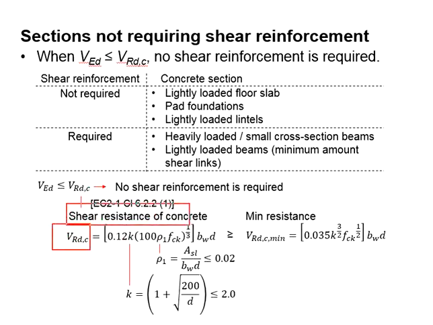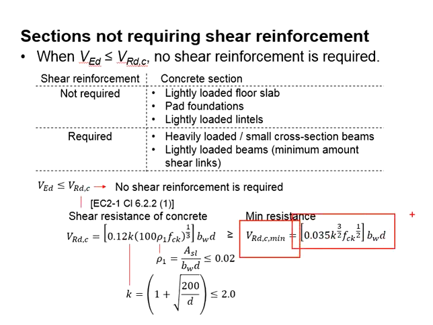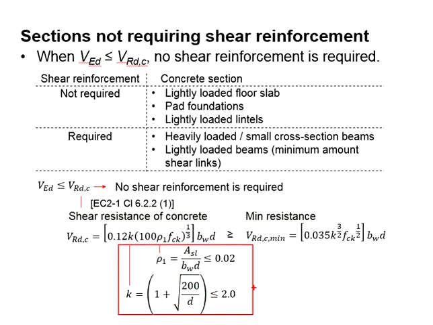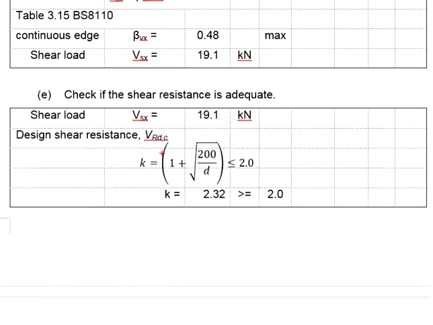VRDC represents the shear resistance of the concrete, taking into consideration the amount of reinforcement bar provided, whereas VRDC minimum represents the minimum resistance of the concrete, without taking into account the amount of reinforcement bar provided. In order to use these equations, you will need to first determine the K and the rho 1. That's why we calculate this K first.